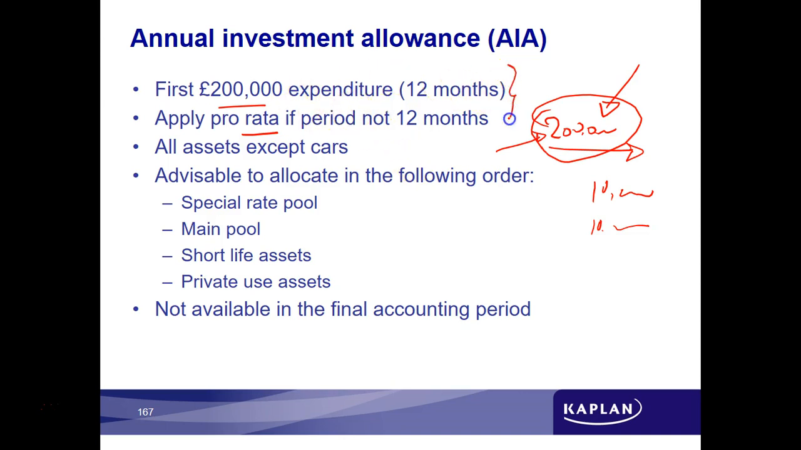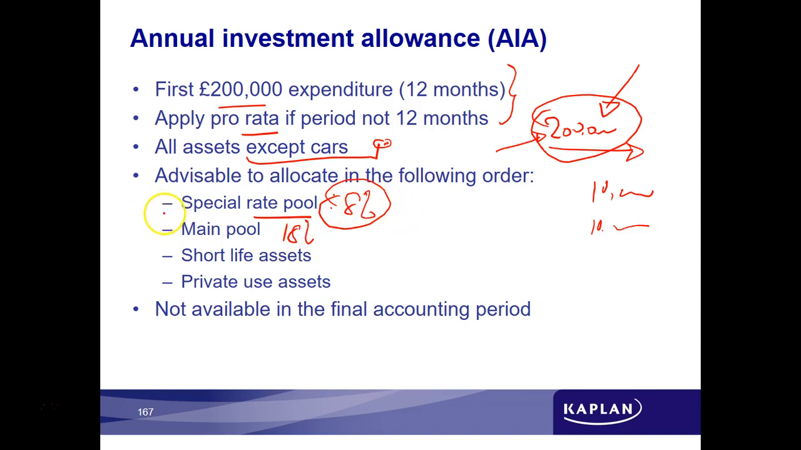Now, this is fine, except, as you can imagine, the cars don't enjoy this benefit of 200,000. So what they're really saying here is that the special rate pool only enjoys 8%. So if you buy your assets, you want to try and put your special rate pool assets through this 200,000 so you can get most of that capital allowance as opposed to only getting 8%. At least with the main pool, you'll get 18%.